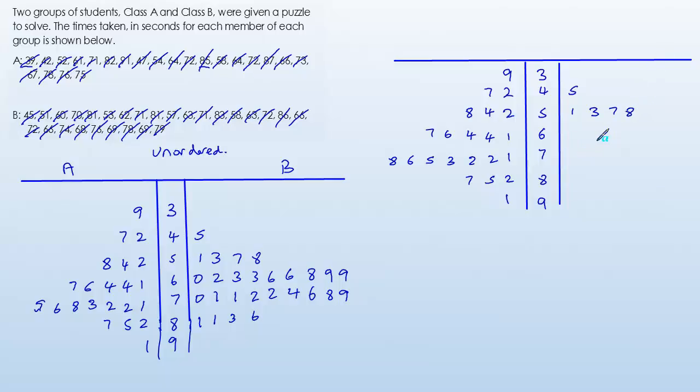Then we've got 0, 2, 3, 3, 6, 6, 8, 9. Getting quite near to the edge of the video, I hope that's on. And 0, 1, 1, 2, 2, 4, 6, 8, 9. That one's definitely gone off the edge, I think. And 1, 1, 3, 6. And that's it. We need a key.